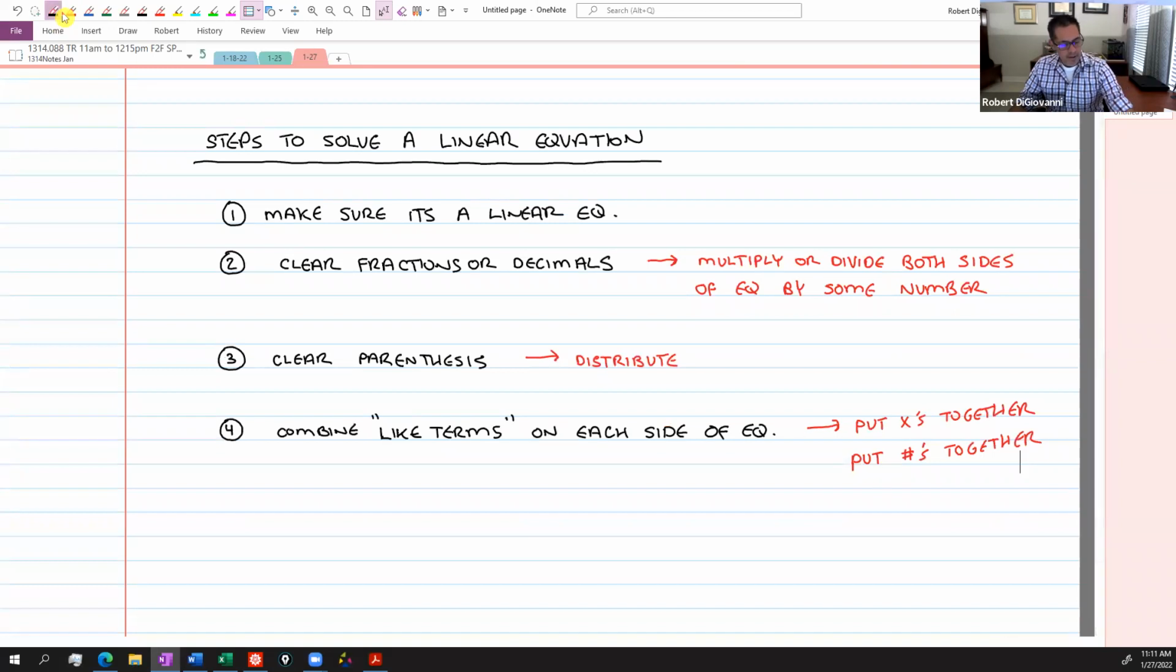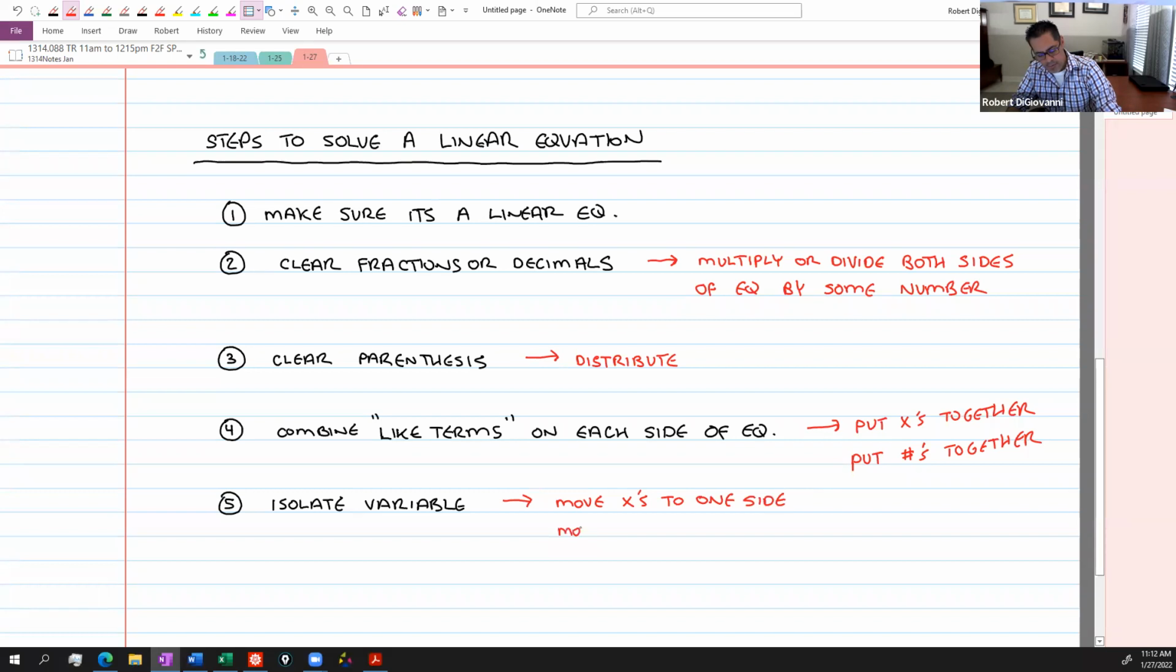The next step is to isolate the variable. What that's going to mean is basically move the x's to one side of the equation and move the numbers to the other side. So we will be isolating the variable.